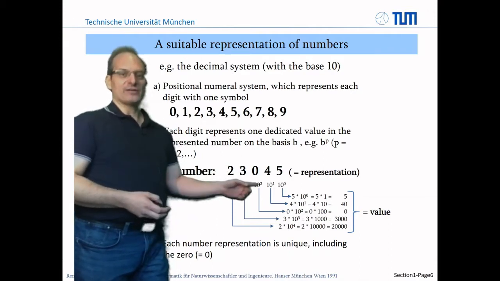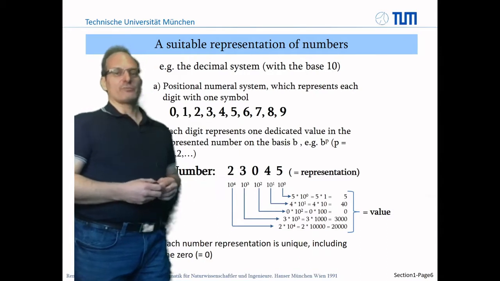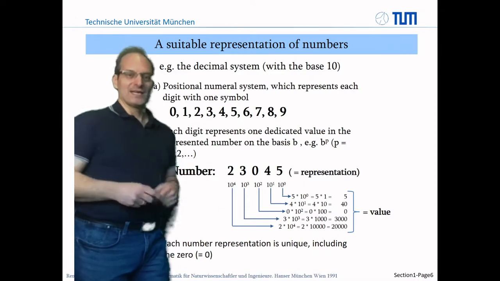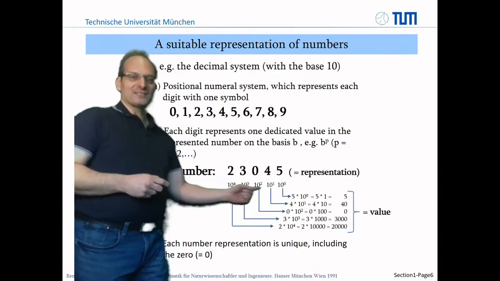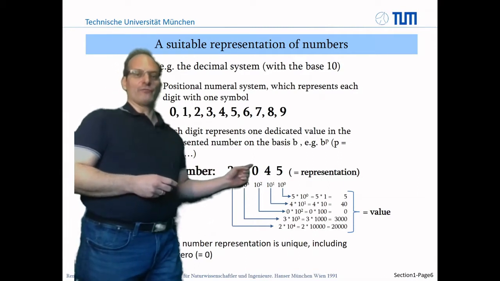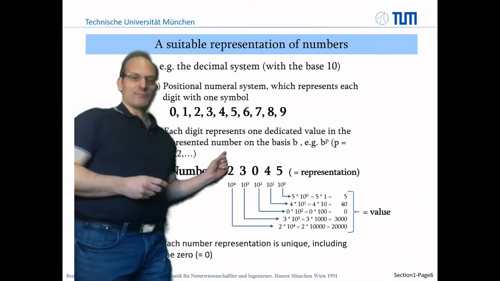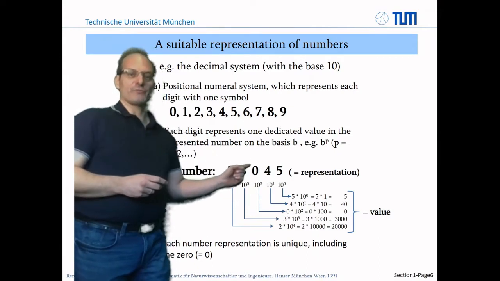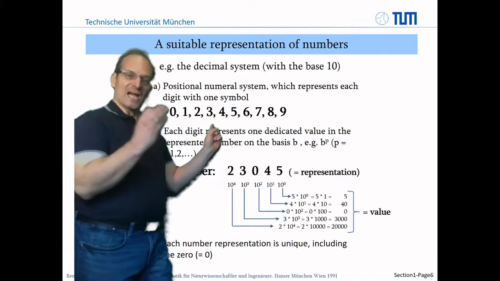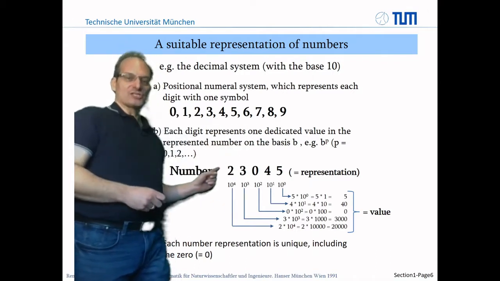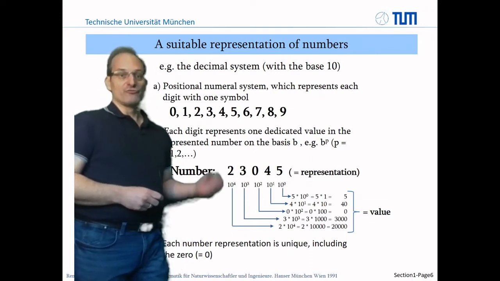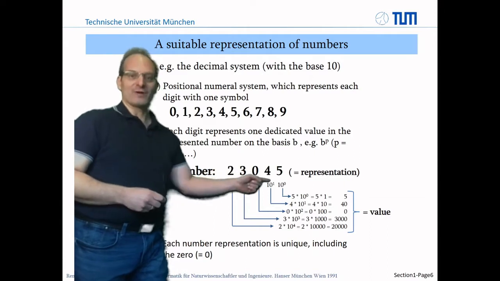What you see here is the representation of a number, and as we are so used to dealing with this base 10 system, we automatically see the value of this. So it's 23,045. But in principle, this is just the representation. The representation is how these signs are arranged so that you represent it in a readable form. The real value of this number comes from a calculation.